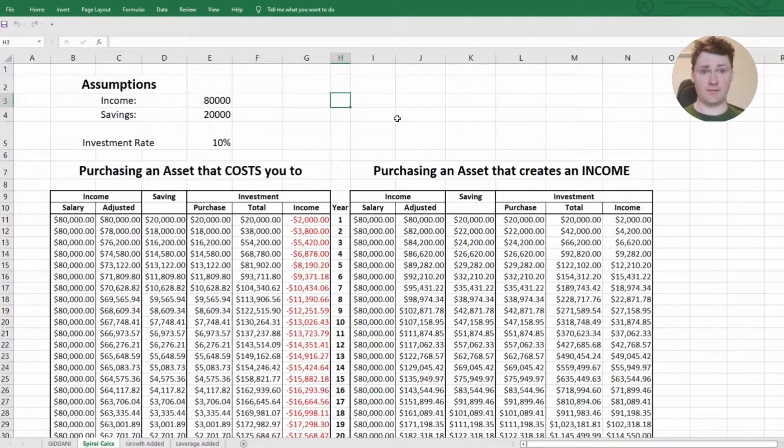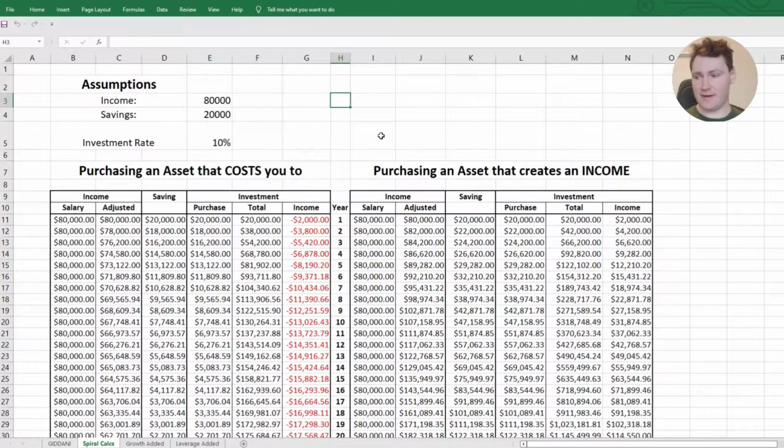Alright guys, we're going to jump into the spreadsheet now. It's not going to be a sexy spreadsheet, but what it's going to do is run through, hopefully in a very systematic way, so that you can follow what the numbers look like when you are purchasing assets that either put money into your pocket or require money to come out of your pocket in order to maintain. So let's jump into the spreadsheet and take a quick look at it.